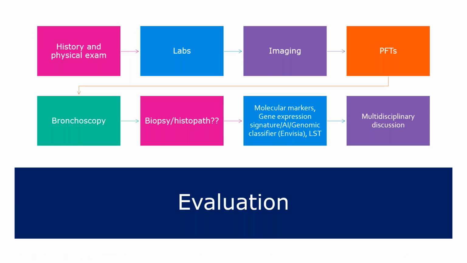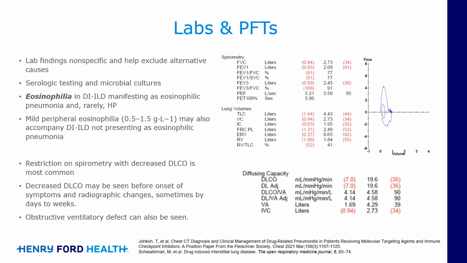In terms of evaluation, our history and physical exam is important, mainly to rule out other causes of interstitial lung disease. We are going to go through some of the laboratory testing that is commonly performed, imaging, PFTs, need for bronchoscopy, and molecular markers that are being studied and that have been studied. And finally, I think the most important piece of all of this is that once we have all of our information, we have our multidisciplinary discussion to discuss consensus recommendations.